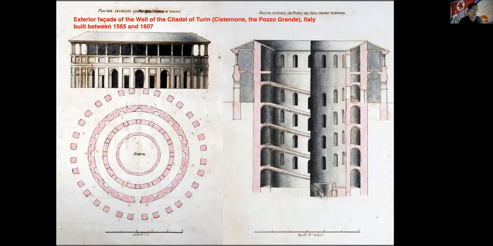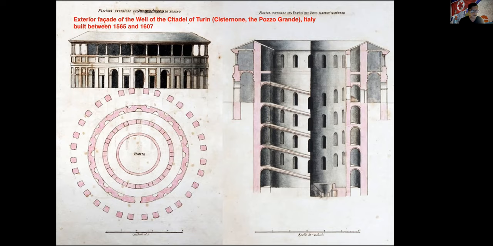And this is a well for the citadel of Torino, also in Italy, a city that is in the northwestern part of the Italian peninsula. Or one could say the beginning of the Italian Riviera before it becomes the French Riviera along the Mediterranean Sea.